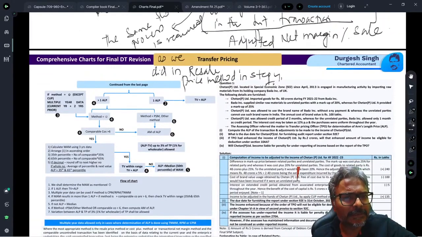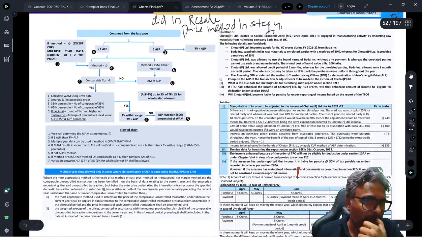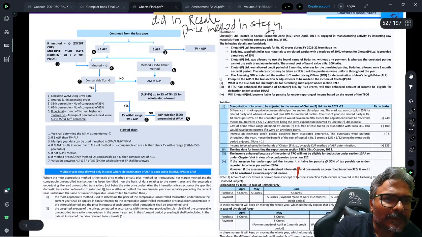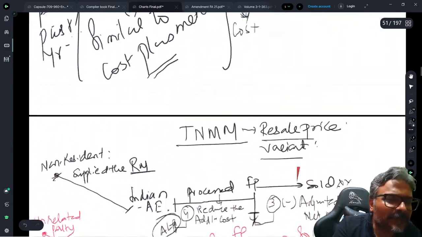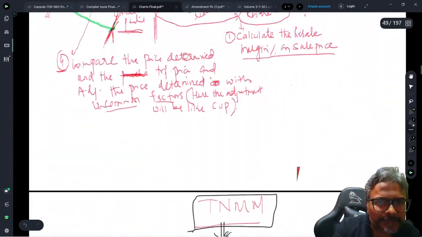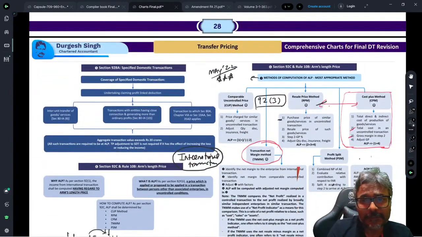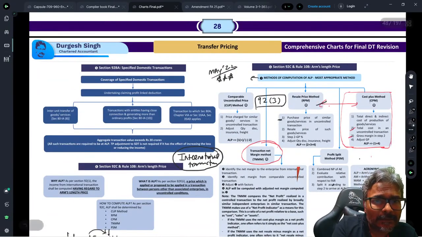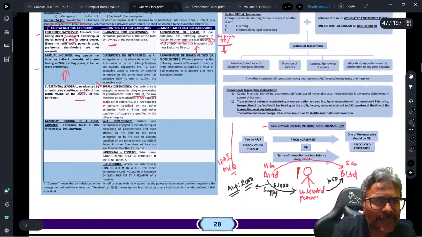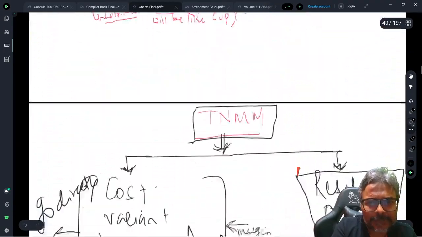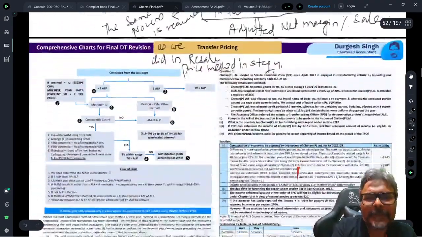Fine, students. Now with that, we move forward in this context. Now, students, the last method is the profit split method, which is the simplest method, which has also not been asked in the examination. So therefore, please don't leave this particular method, because if it comes, it's a lollipop for all of you. The profit split method, students. Okay, let's have a look.